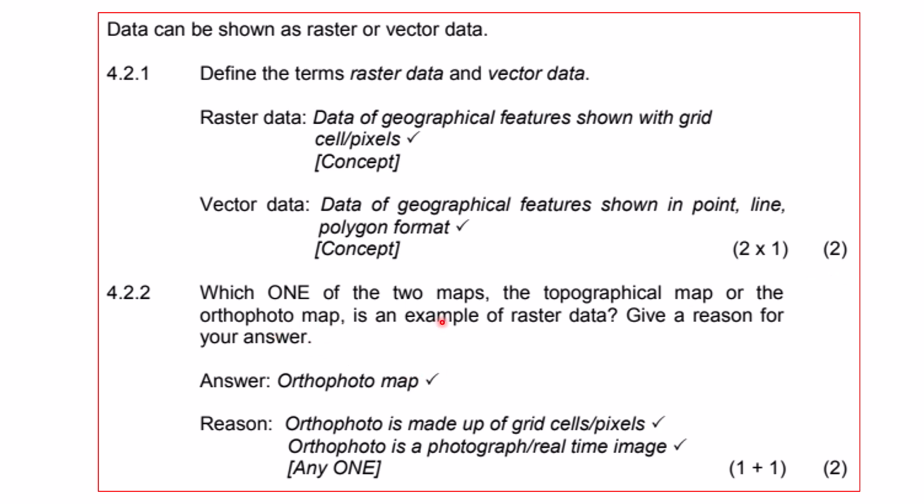Which one of the two maps, the topographic map or the orthophoto map, is an example of raster data? Remember, raster data is pixels, which is a photograph. Therefore, the answer is the orthophoto map. And the reason why you chose the orthophoto map is because the orthophoto is made up of grid cells or pixels, but you can simply say that the orthophoto map is an example of a photograph or an example of a vertical aerial photograph for that matter.